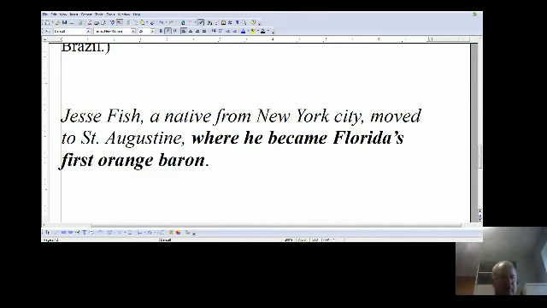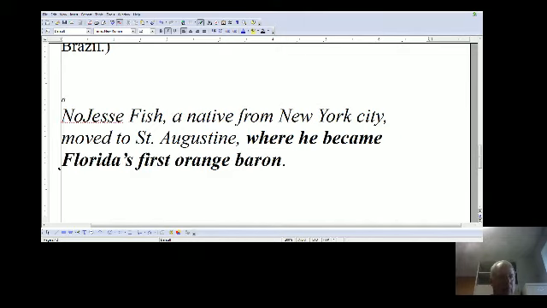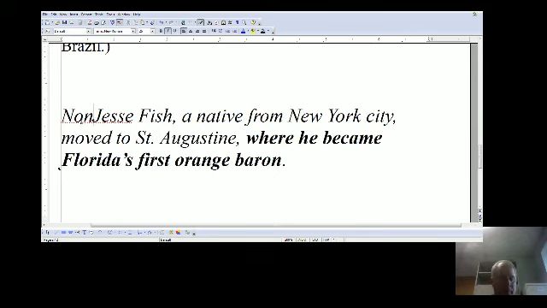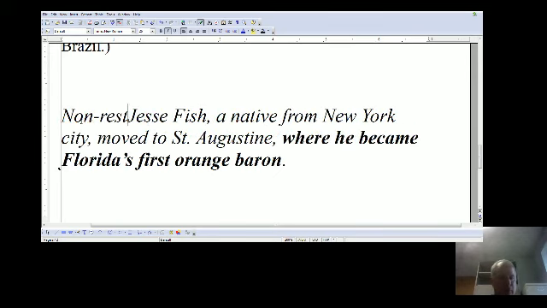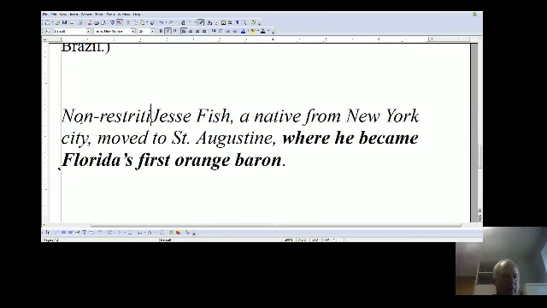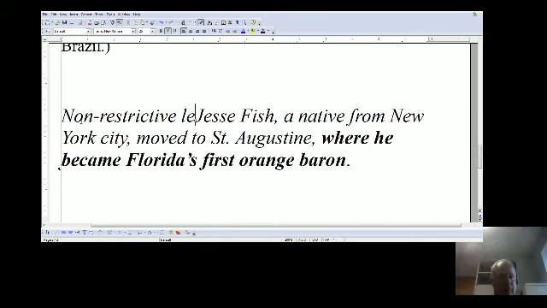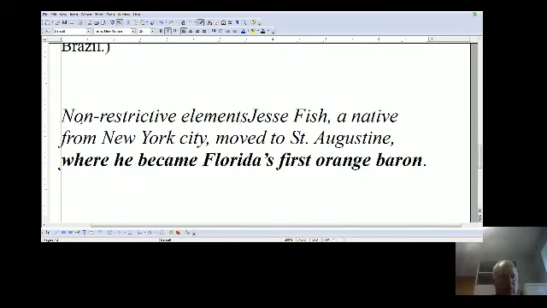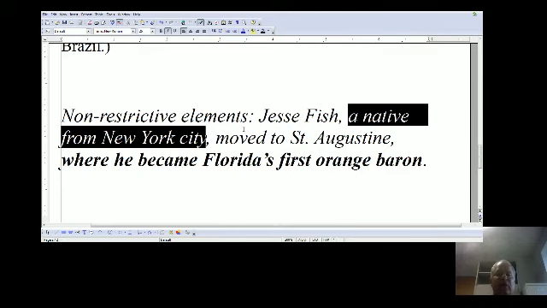Right? So in this case, we have two non-restrictive elements. We have two specific non-restrictive elements here. So we have Jesse Fish. Notice how specific Jesse Fish is. That's the name, right? The name of the person. And then I put a comma after this because a native from New York City, this information is not necessary to identify Jesse Fish because we already have a very specific name here.